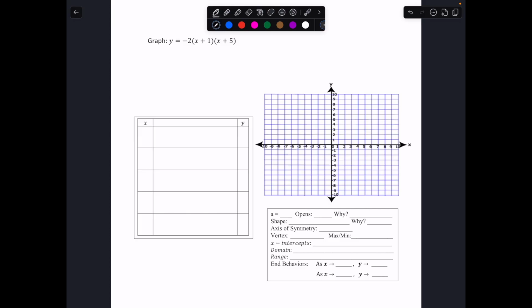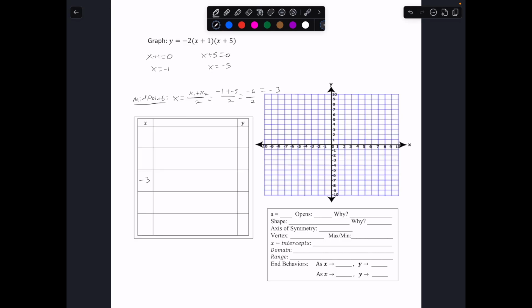So we're going to go ahead and do the midpoint. We're going to go x plus 1, set that equal to 0. x plus 5, set that equal to 0. Solve for x. x equals -1. x equals -5. Now we do the midpoint. x is equal to x1 plus x2 divided by 2, which is -1 plus -5 divided by 2, which is equal to -6 divided by 2, which is equal to -3. So -3 is our axis of symmetry and the midpoint.